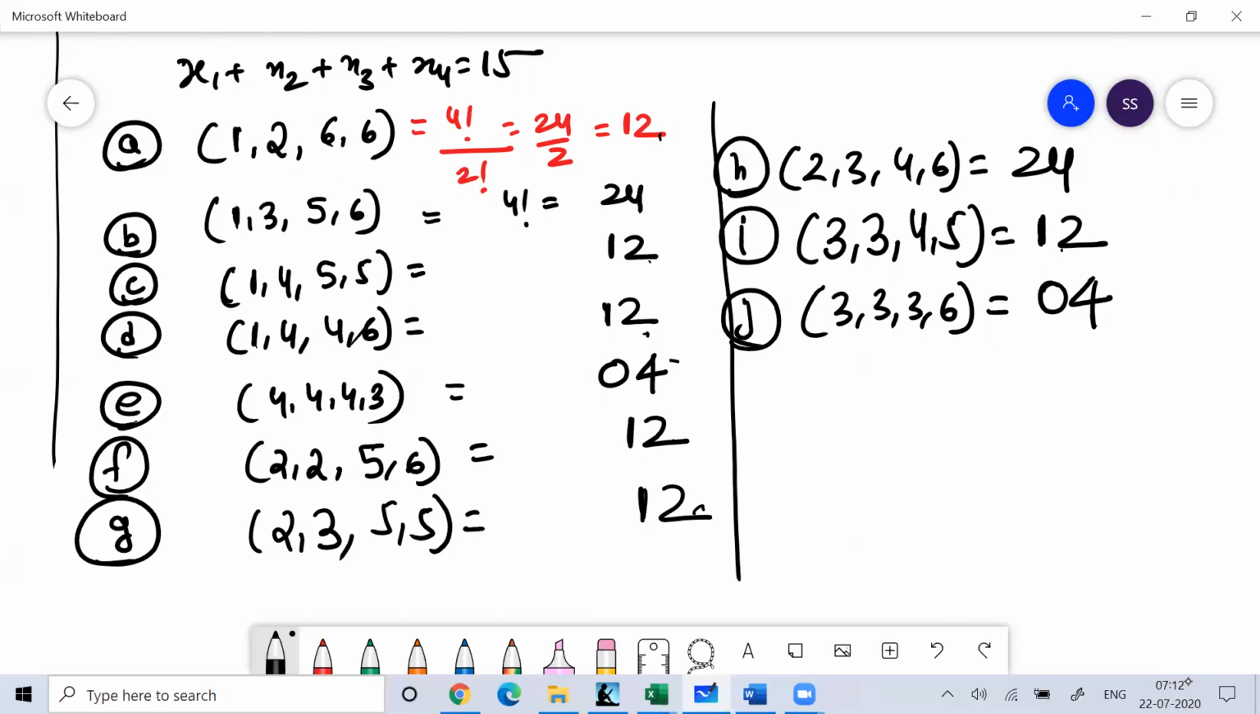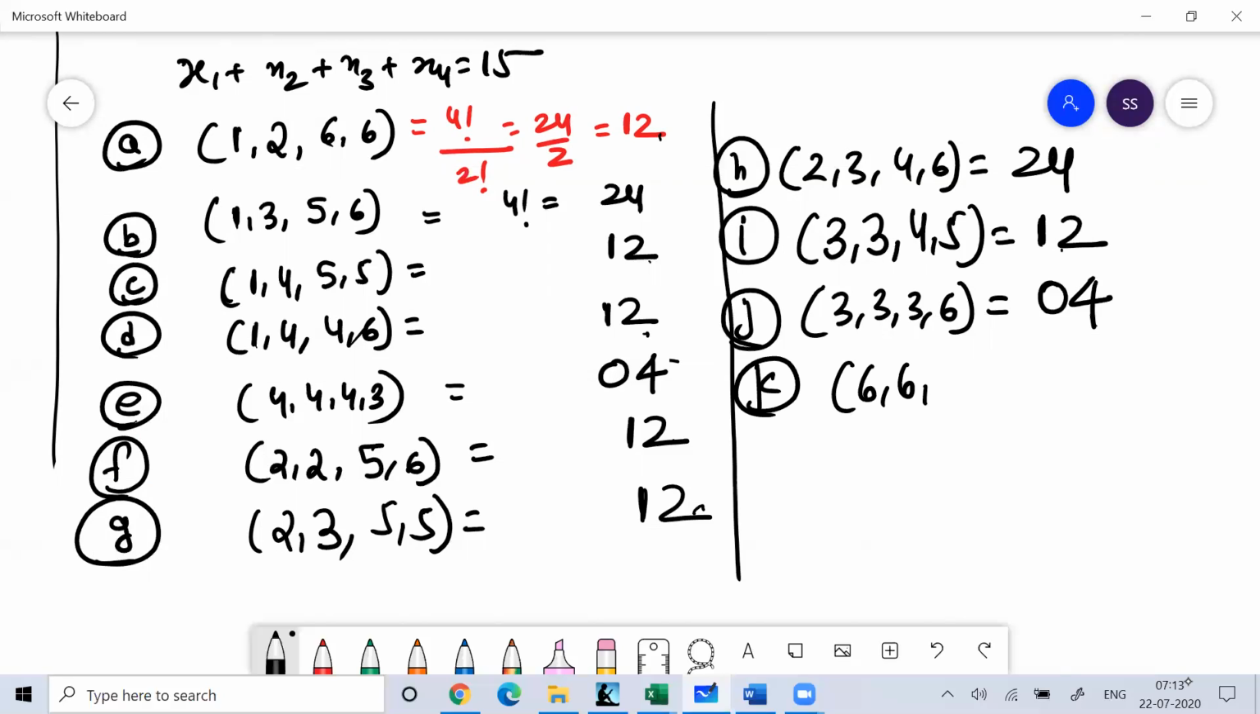So 6, 6, 12. I want 3. Okay, 6, 6, 12, so 3 I want. So 3 means 1, 2 or 2, 1. That part I have done. So with 6, 6, that part I have done.